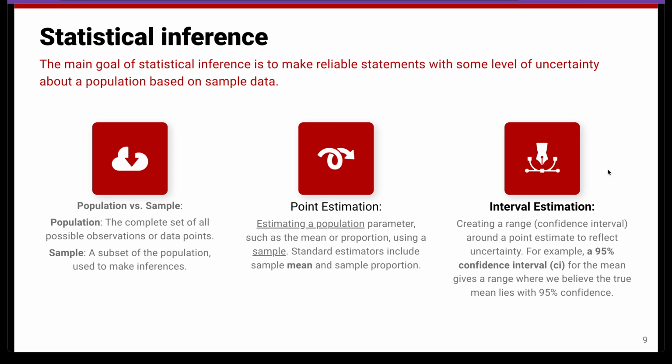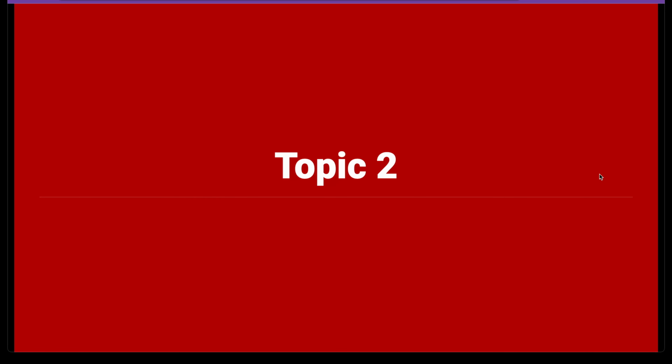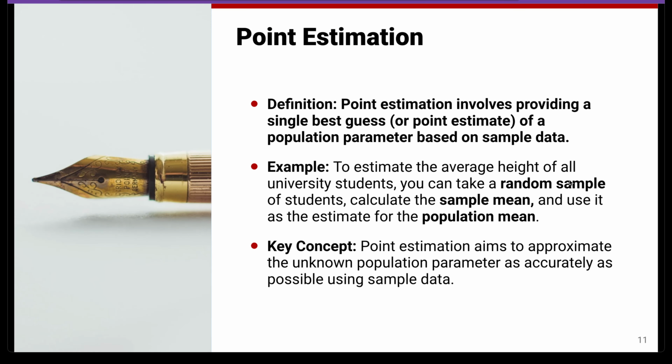We'll go into detail about this in a second, but the official definition of a point estimate is providing a single best guess, a single number, of the population's parameter based on your sample. To estimate the average height of all university students, you take a random sample of students, calculate the sample mean, and use it to estimate the population mean. Your book has a good little graph for, I think, salary on 7.2. I have it in this note, so don't worry, I'll show it.